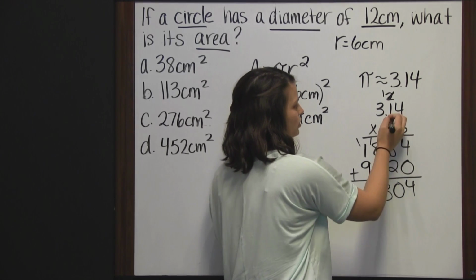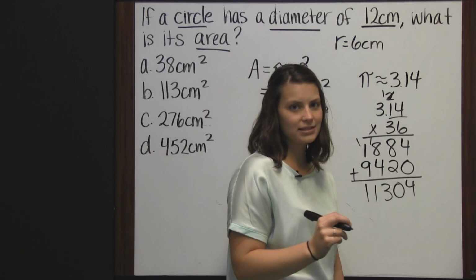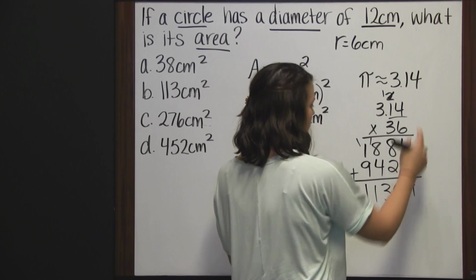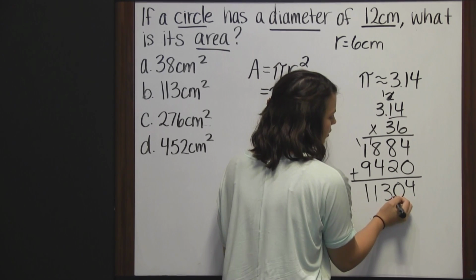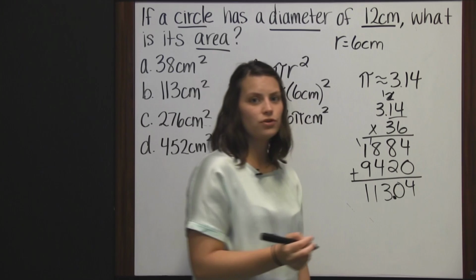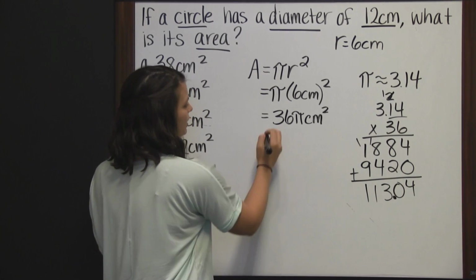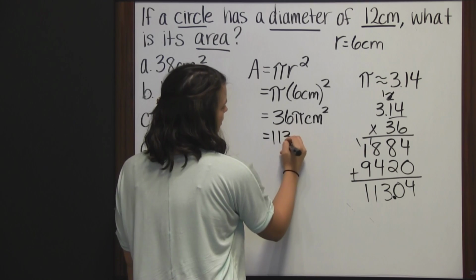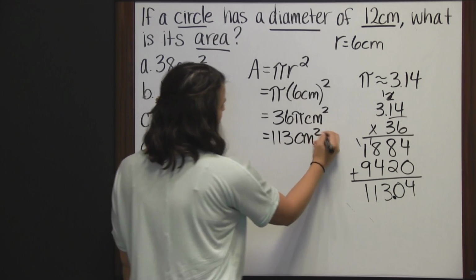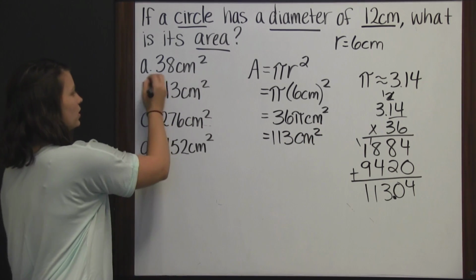Now, we have two numbers behind the decimal place in our numbers we multiplied together, so that means that our product must also have two numbers behind the decimal place. So our answer would be 113 centimeters squared, which is answer choice B.